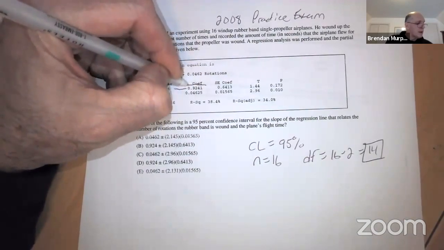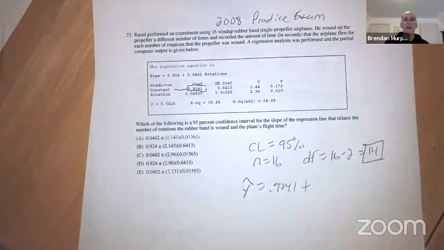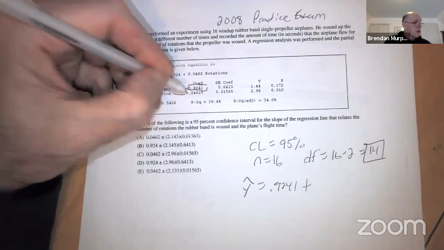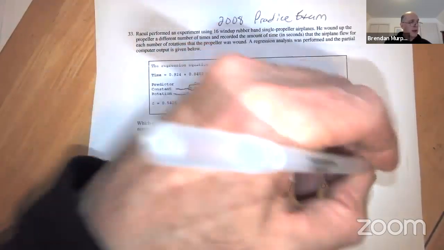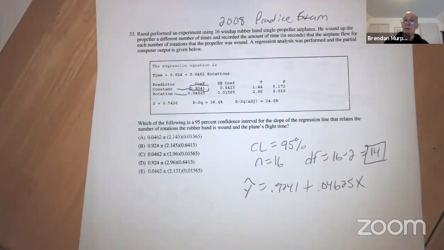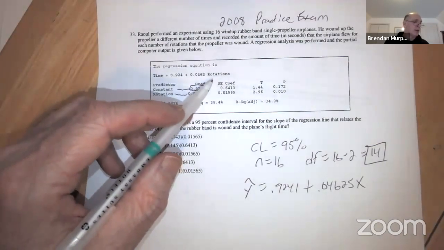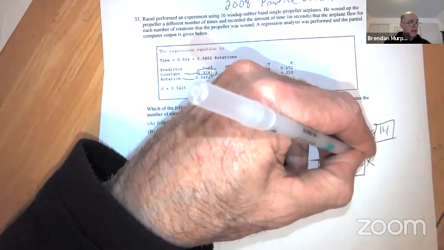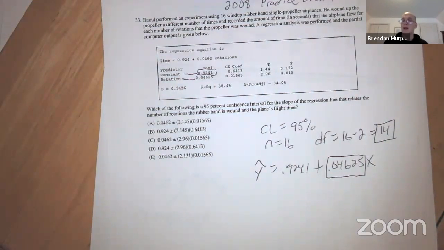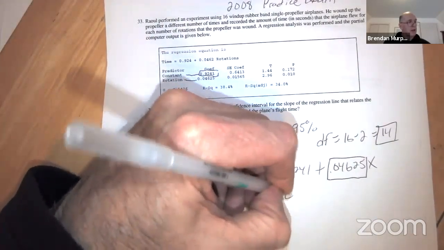Again, my constant coefficient, this number here, well, that's my a value, 0.9241. And the coefficient that goes with the rotation, the number of rotations, 0.04625x. That's going to be my sample slope. Time equals 0.924 plus that. Okay, so we got the right equation. I'm going to use this sample slope here to help estimate the population slope, or the true slope of my regression line. So b plus or minus some critical t value times my standard error of slope.